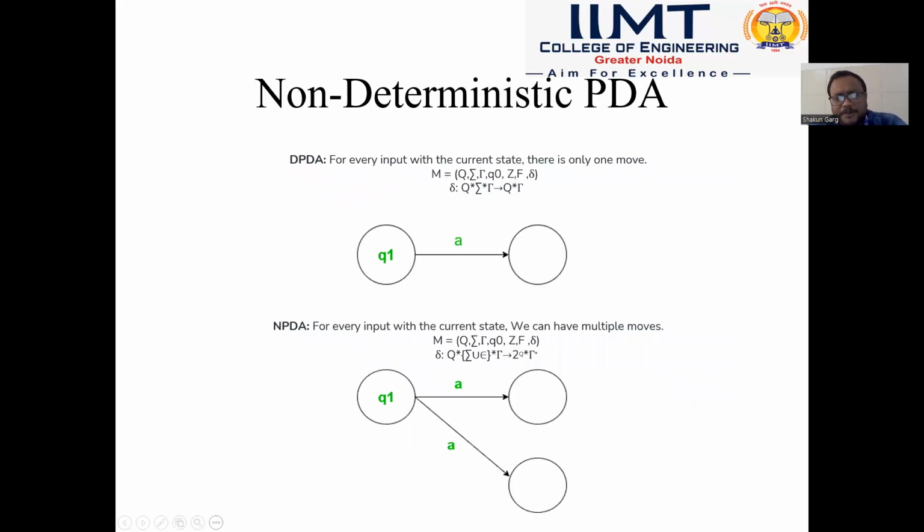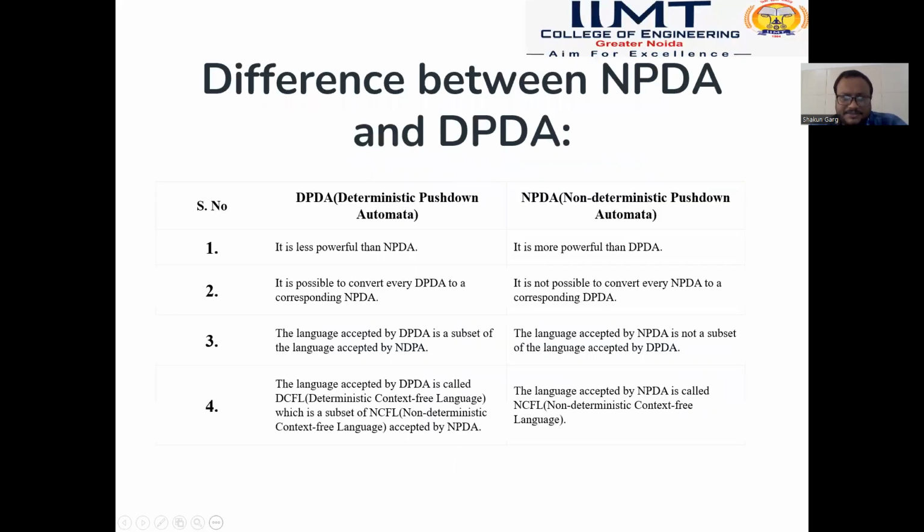Non-deterministic PDA: with the help of these two graphs, we can understand the difference between a DPDA and an NDPDA. As we can see here, in state Q1, when we get input A, we move to one new state. That is a DPDA. In an NDPDA, if we are in state Q1 and get A as an input symbol, we can move to different states. That is a non-deterministic PDA.